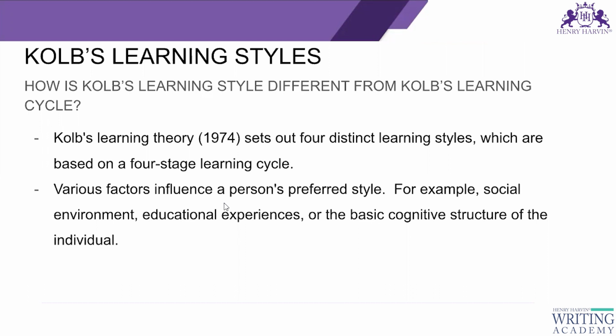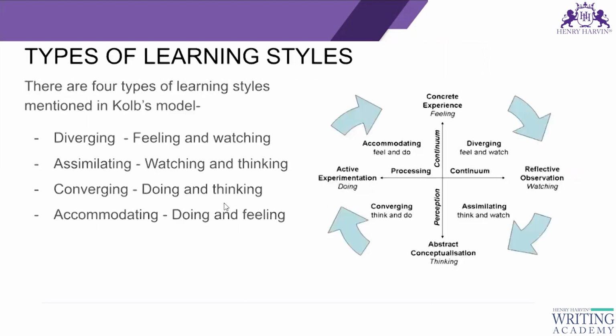Now, various factors influence the person's preferred styles. For example, social, environmental, educational experiences, or the basic cognitive structure of an individual. It means there are a lot of things that influence adopting those learning styles. Understand? If I'm good at my cognitive ability, I will be able to implement that one. If it depends upon educational experience, those styles will be implemented. So now understand what those four types of learning styles are. As already mentioned, the learning stages are different, the learning styles are different, but they work together to get good results for our learners.